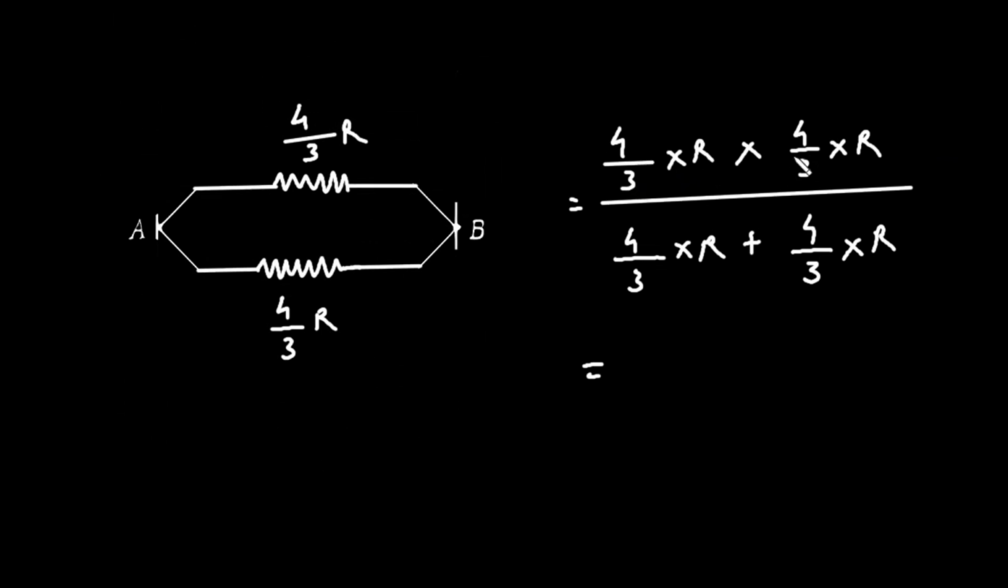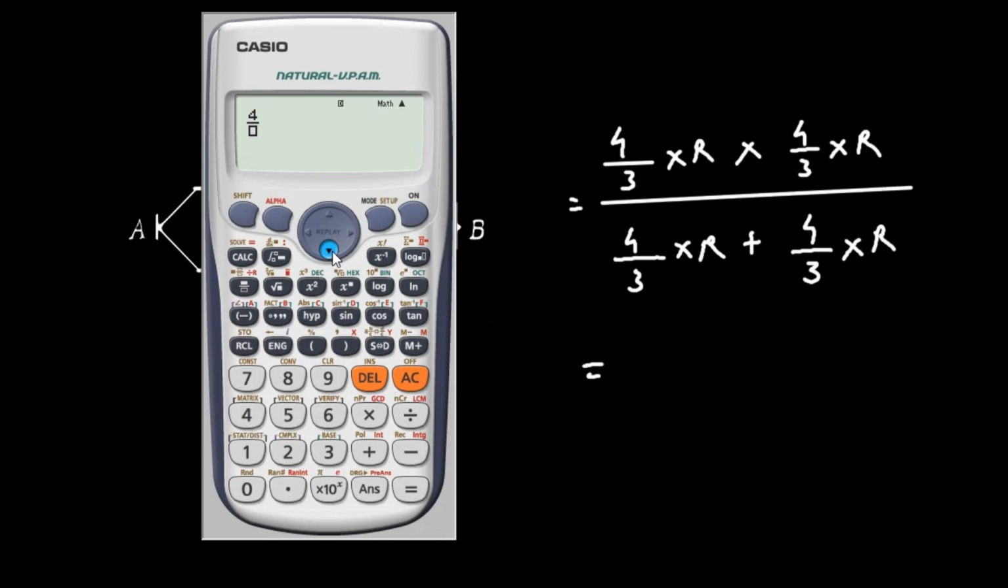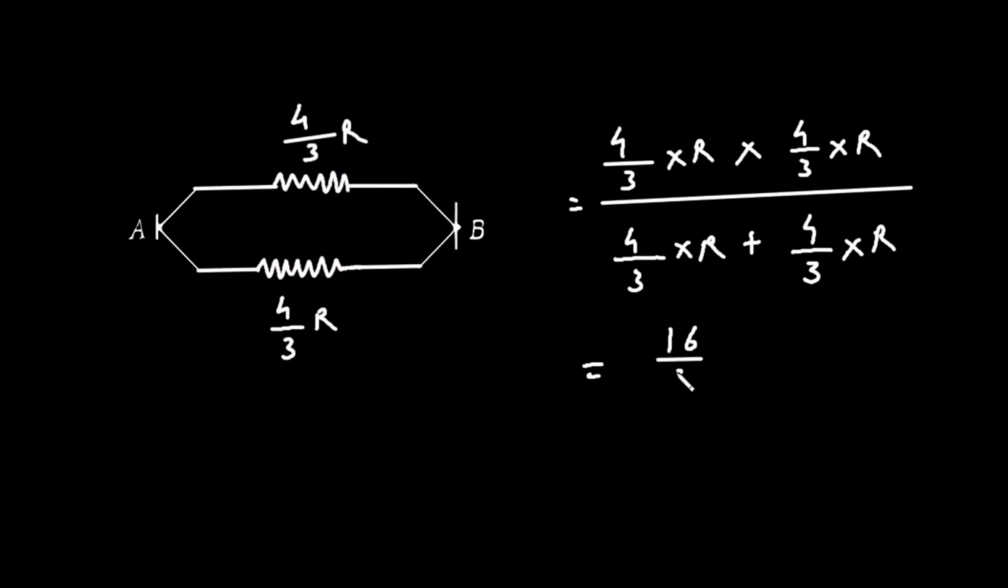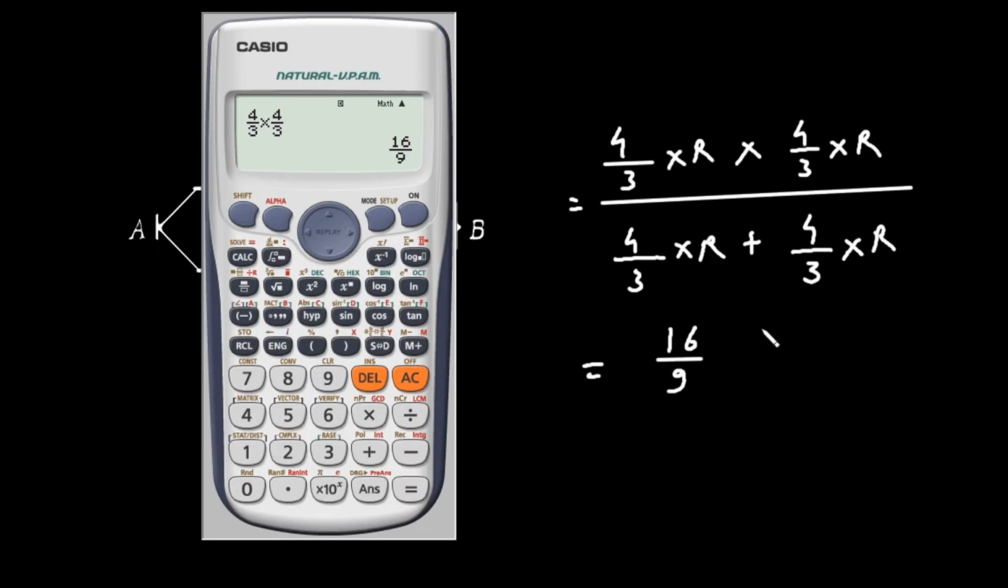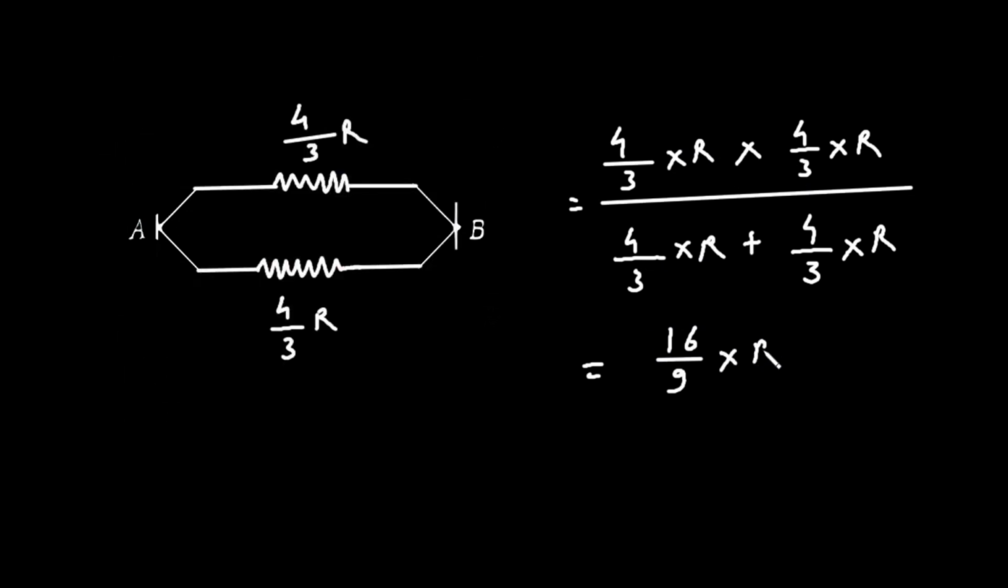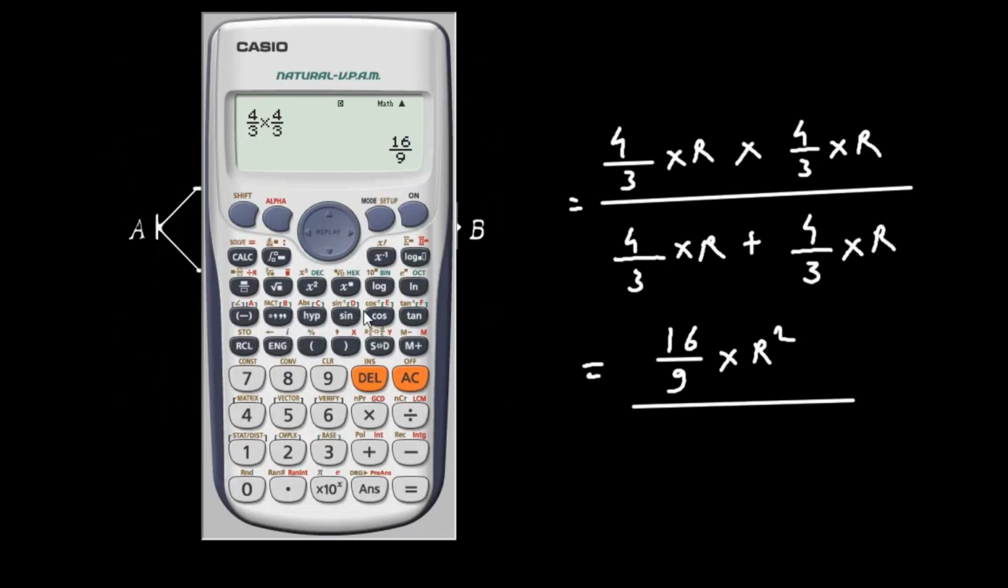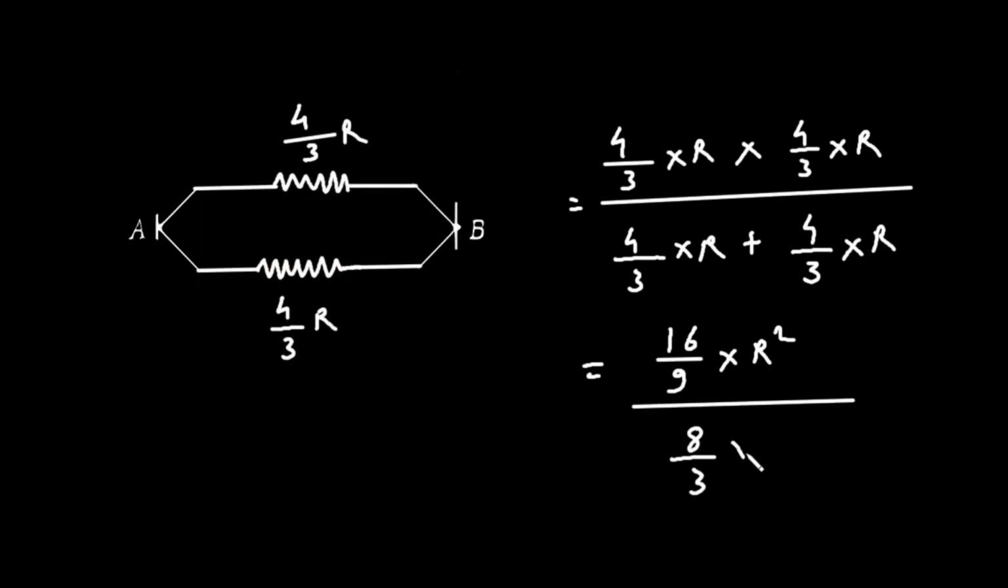So it will be 4 by 3 into 4 by 3, and this will be R square. So let's solve this. 4 by 3 multiplied with 4 by 3. It will be 16 by 9. So 16 divided by 9 multiplied with R square divided by, now this 4 by 3 plus 4 by 3, this will be 8 by 3. So 8 by 3 into R.